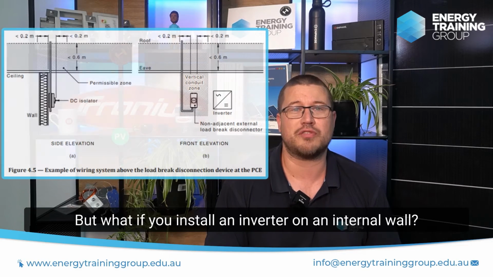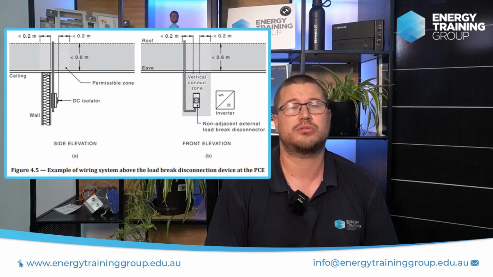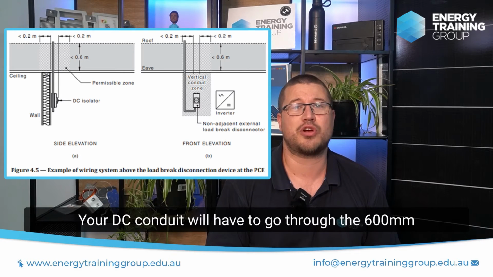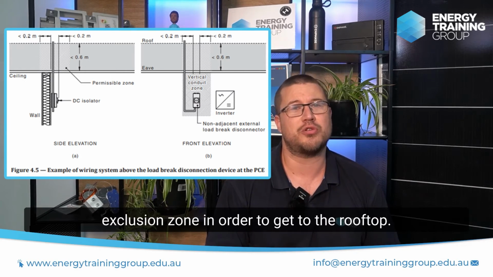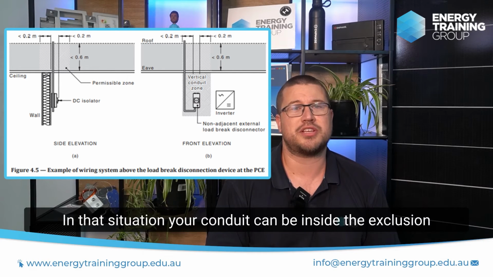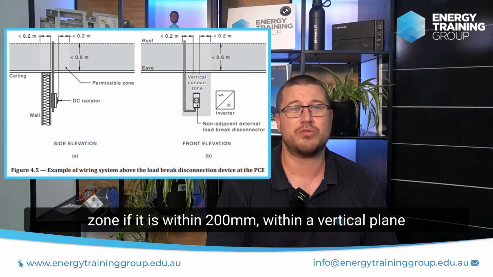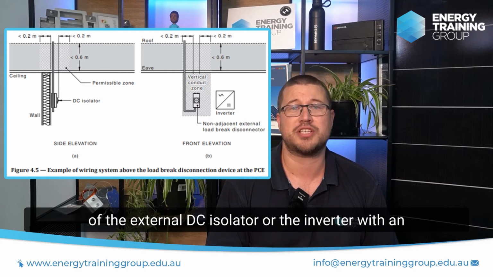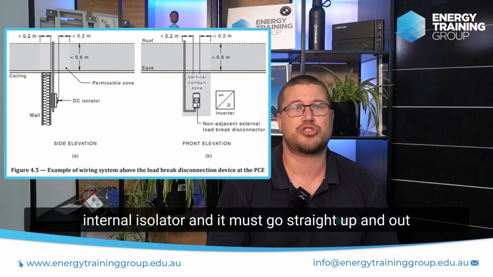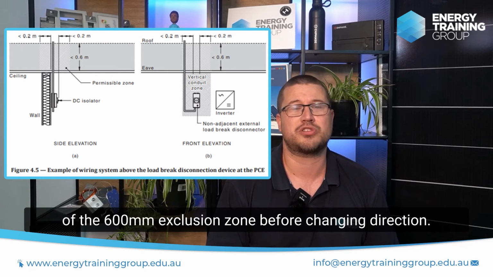But what if you install an inverter on an internal wall? Your DC conduit will have to go through the 600mm exclusion zone in order to get to the rooftop. In that situation, your conduit can be inside the exclusion zone if it is within 200mm within a vertical plane of the external DC isolator or the inverter with an internal isolator, and it must go straight up and out of the 600mm exclusion zone before changing direction.